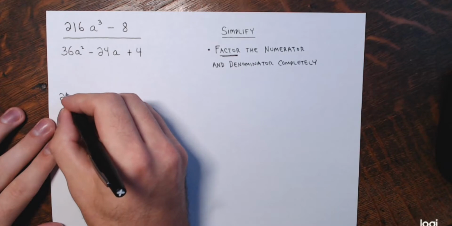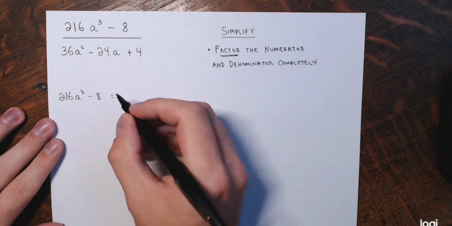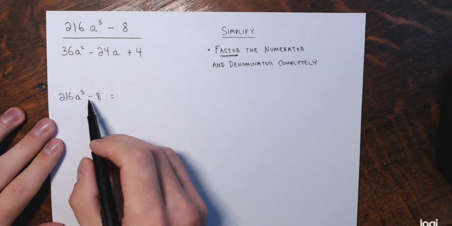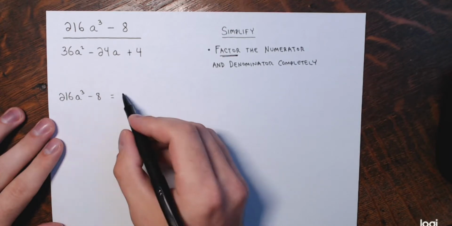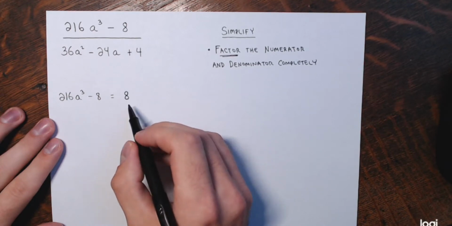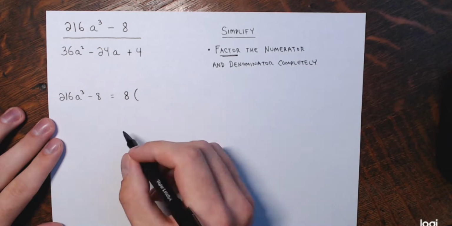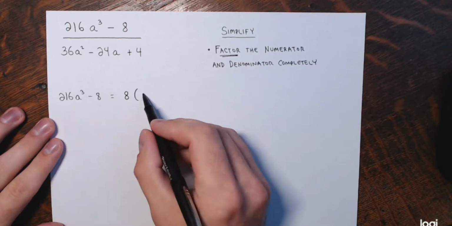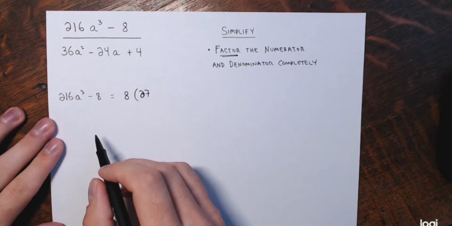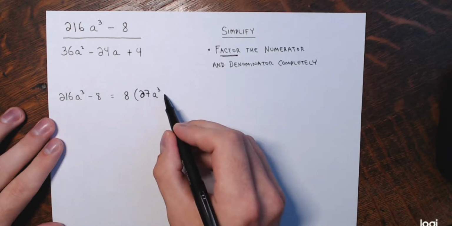We have 216 a cubed minus 8. Now the greatest common factor, the first thing you should look for when factoring, is 8. 8 goes into both these terms, so I'll pull 8 out. You could even break up 8 into 2 to the third power, 2 times 2 times 2, but I'll leave it as 8 for now. And then what's left over when I factor out 8 would be 27. 8 times 27 would be 216. So we have 27a cubed minus 1.